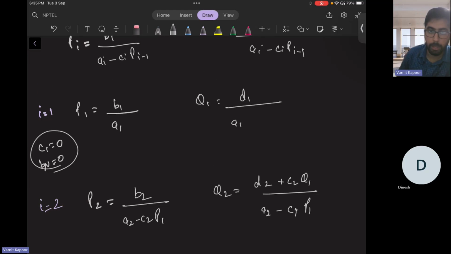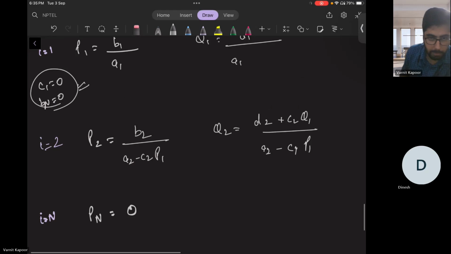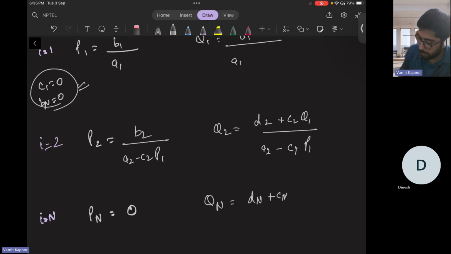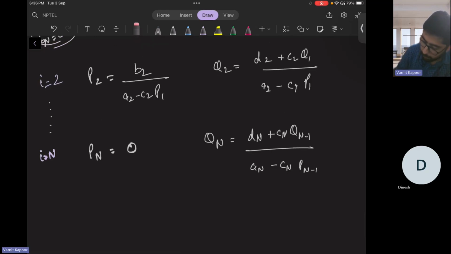Now if you go with I is equal to N, Pn will be 0 because Bn is 0. And Qn will be Dn plus Cn Q of n minus 1 upon An minus Cn P of n minus 1. I wrote something wrong here. It will be C2.